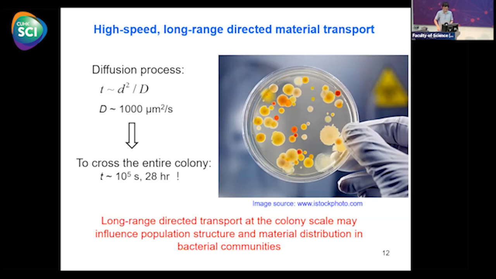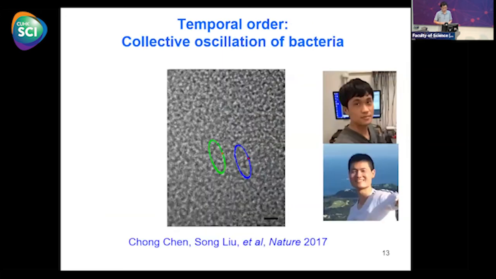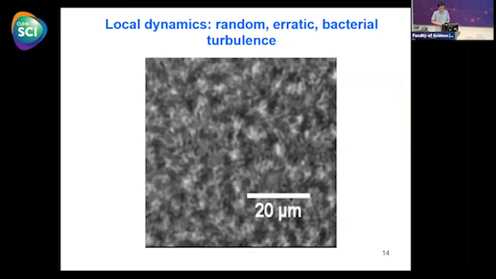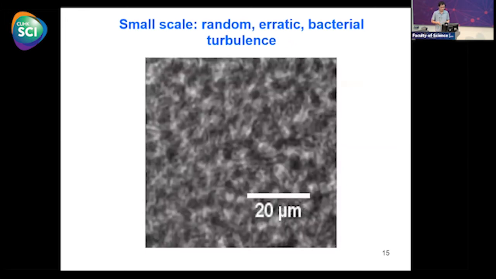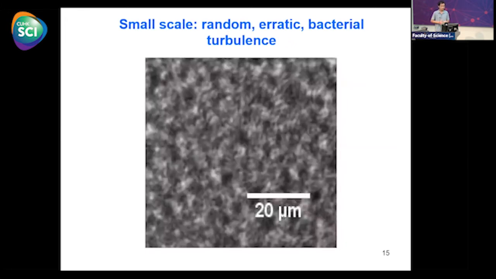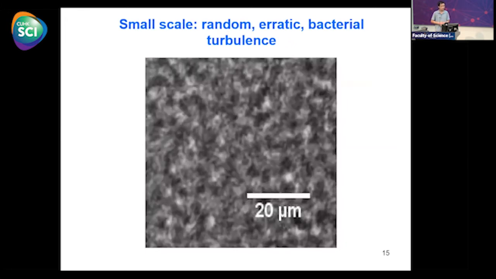And in another work, we discovered a novel mechanism for temporal order in a dense collection of bacterial active fluids. This work was done by my previous students Chen Chong and Liu Song. The idea is like this. If we look at a dense collection of cells, their movement would appear quite random. This is typically known as bacterial turbulence.